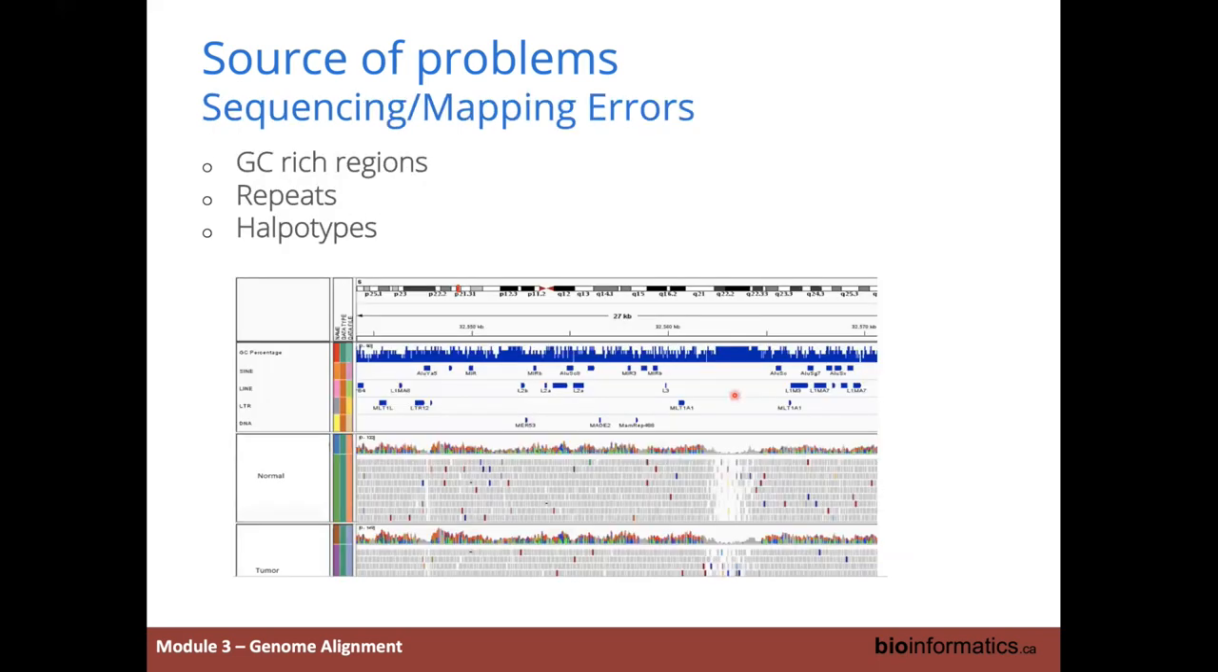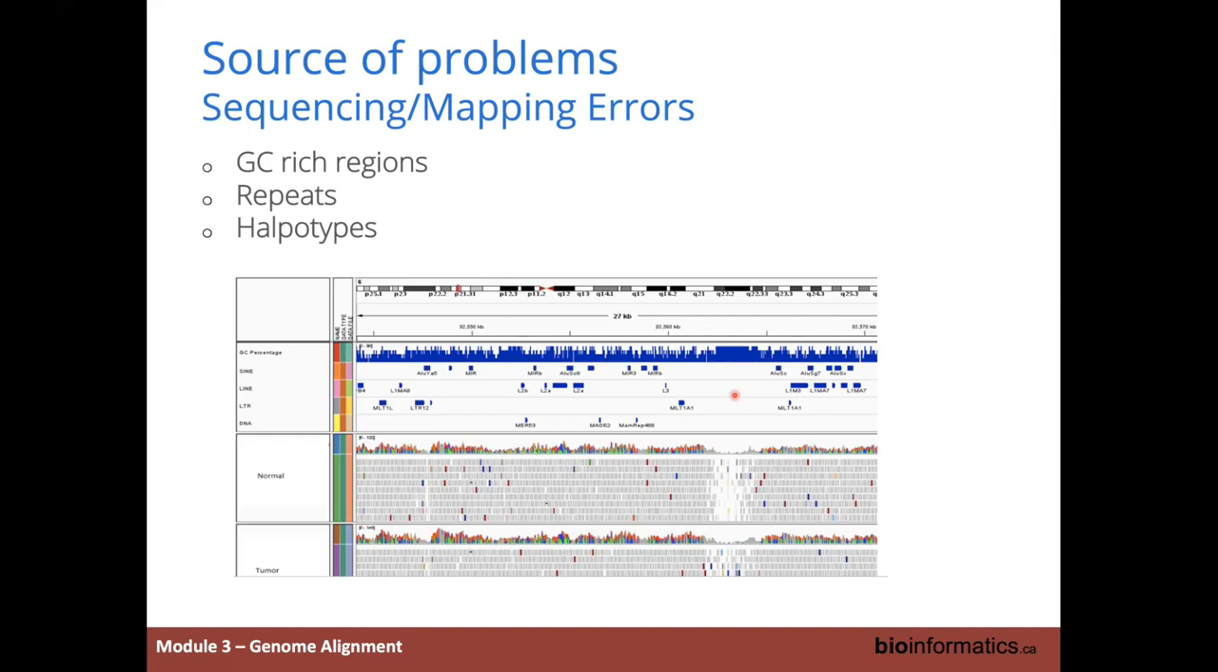Another source of problem, which is more a general source of problem that is not specific to tumor, is the mapping sequencing error. This is also increased in tumor, because usually the quality of the sample is a bit under what you have generally when you sample blood or other type of tissue. And it will reinforce the amount of sequencing and mapping error you will face.